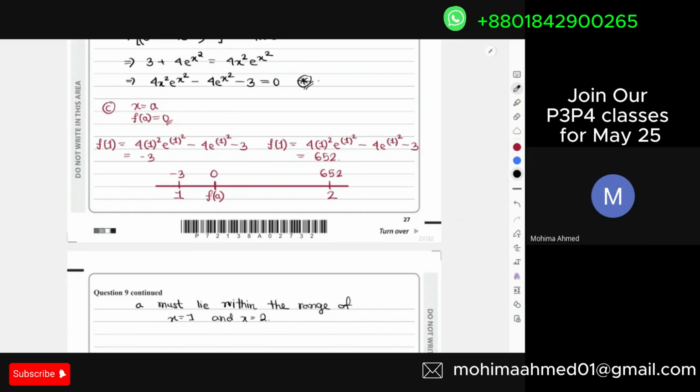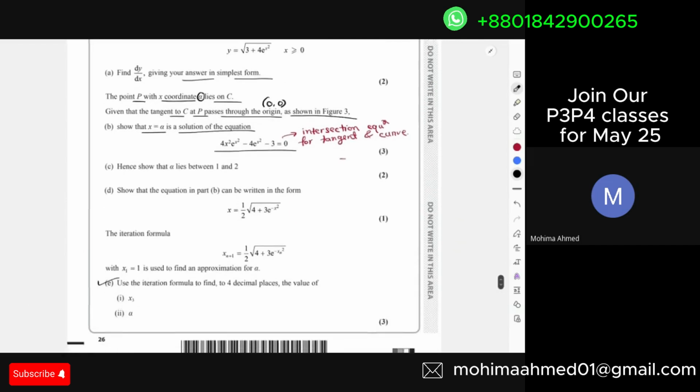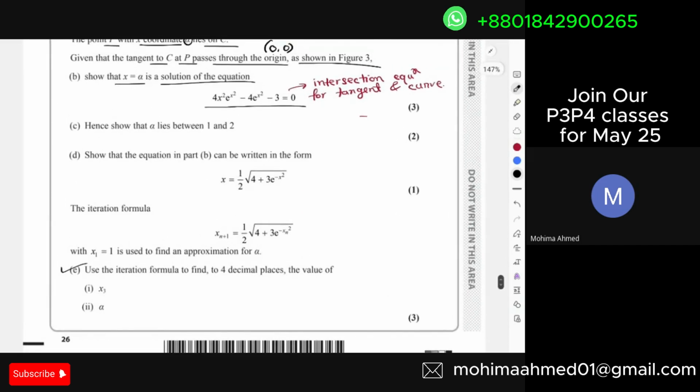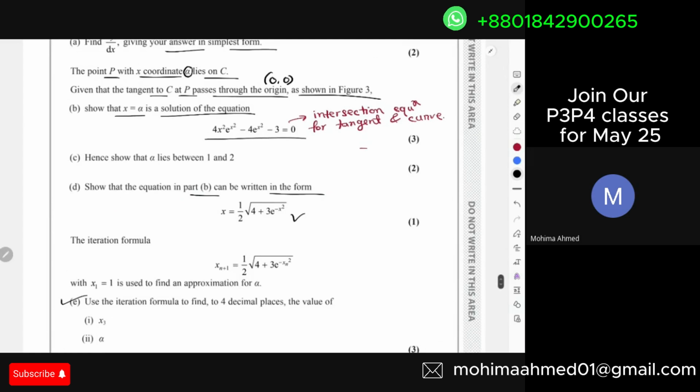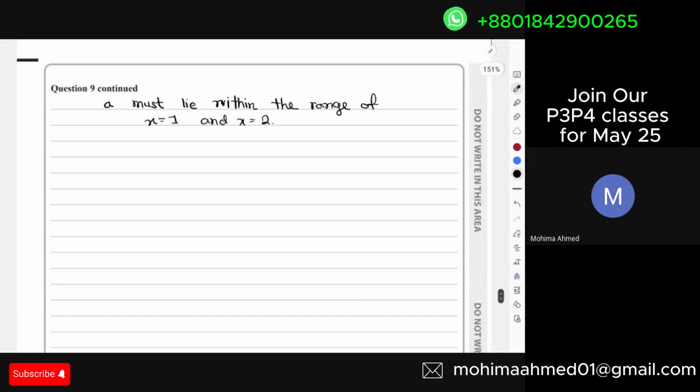Okay, then if we move on to your next part, part D, since parts A to C are done. They're saying to show that the equation from part B can be written in this format. Let's try. Now I'll have to factorize this to find the value for x. So for part D, we have the equation 4x squared e^(x squared) minus 4 e^(x squared) minus 3 equals 0, right?